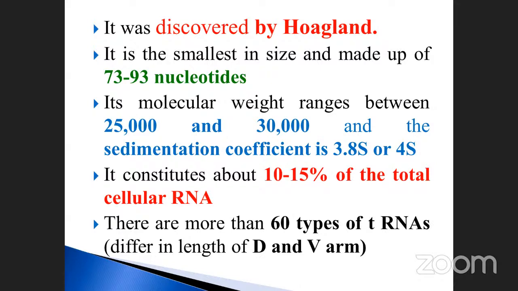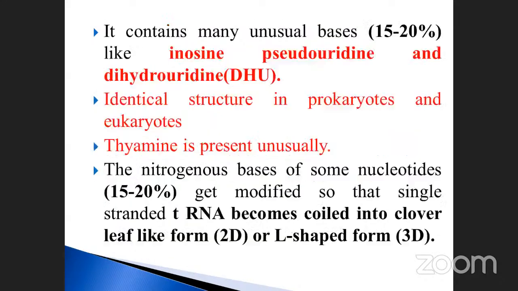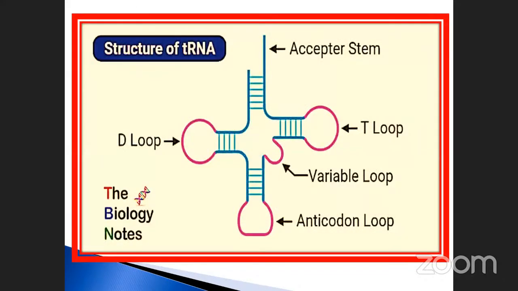There are more than 60 types of tRNAs, differing in the length of the D and V arms. So what is meant by arms? There are 5 arms. You will see the structure of the tRNA, then only you come to the conclusion. This is the structure, also called the clover leaf model. So the structure looks like a clover leaf.